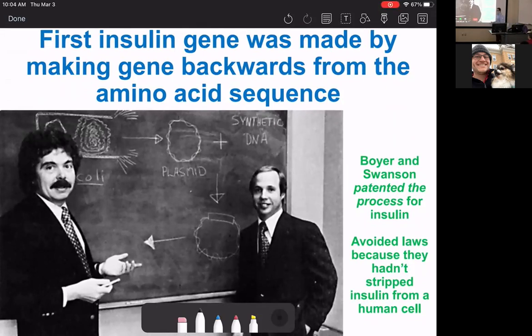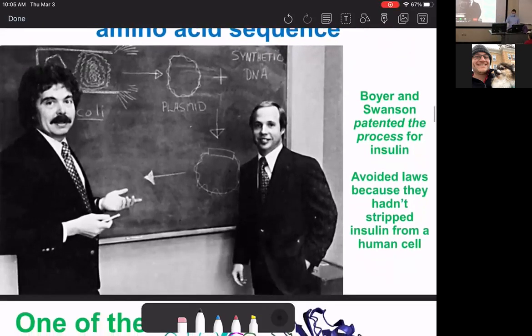To avoid any patents, because under patent law you can't actually patent a law of nature, what they did was they actually sequenced it backwards and said, we've got this. Now these two actually didn't patent it. They did patent the process for making it though. So I introduced you guys to a lot of this law stuff.